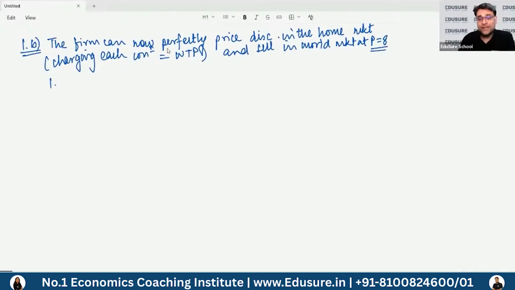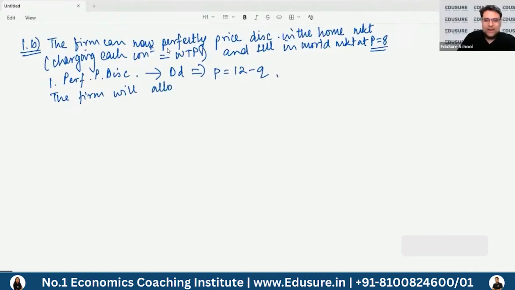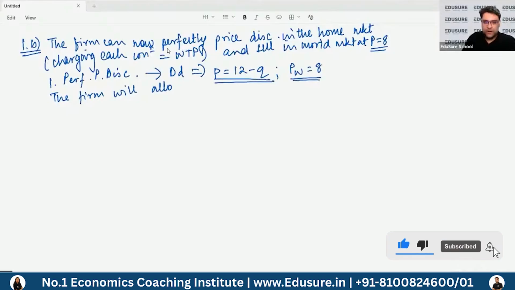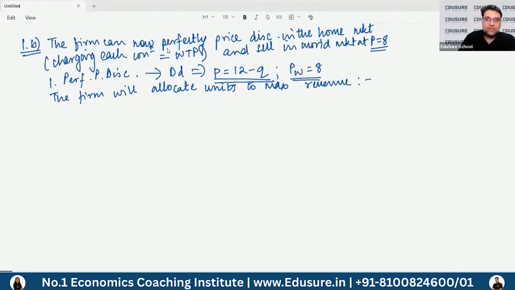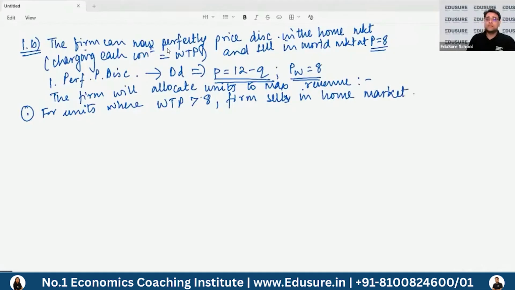Number one, we first have to understand what will happen in the home market. So perfect price discrimination in the home market, where the demand is price equal to 12 minus Q. The firm will allocate, and in the world market, the price is equal to 8. This is the world market, this is the home market. The firm will allocate units to maximize revenue in the following way. For units where willingness to pay exceeds 8, the firm sells in the home market. Please understand, the monopolist will never sell at a price lower than 8.